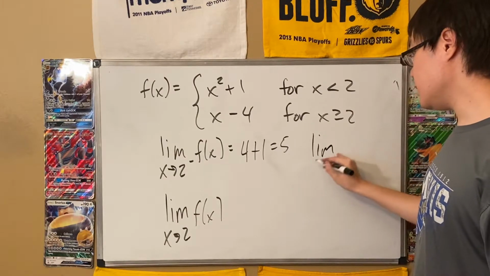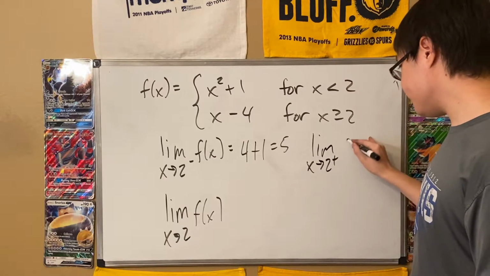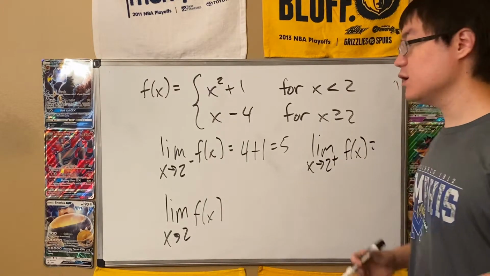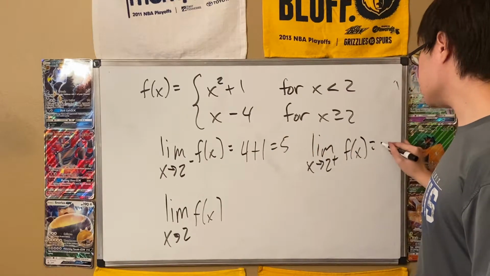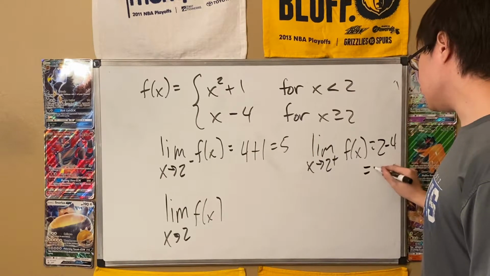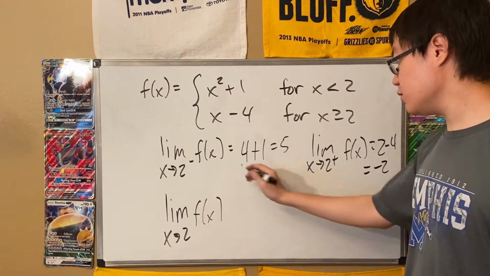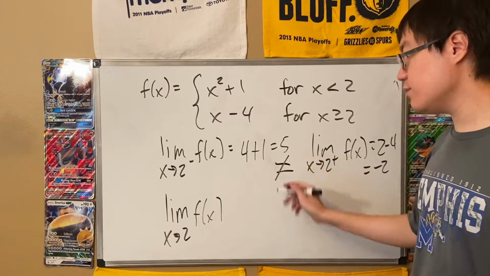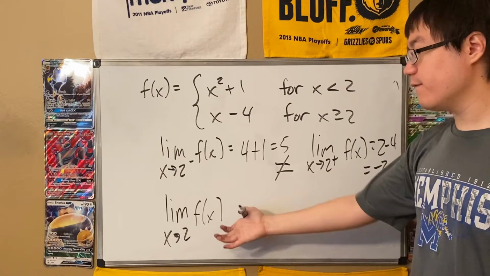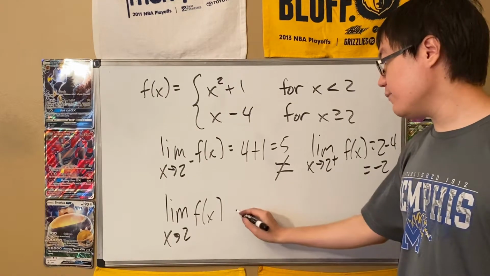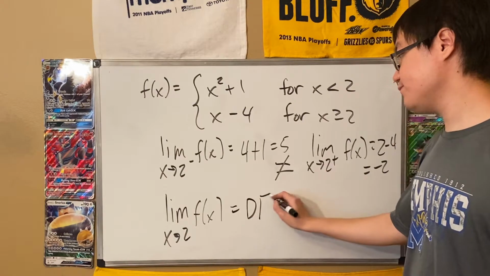So the limit as x goes to 2 from the right, f of x. Well, when we plug in 2, looks like it's going to be 2 minus 4. That's negative 2. Notice that 5 does not equal negative 2. So the left limit does not equal the right limit. What does that imply about our full limit, our two-sided limit? That means that this limit doesn't exist.